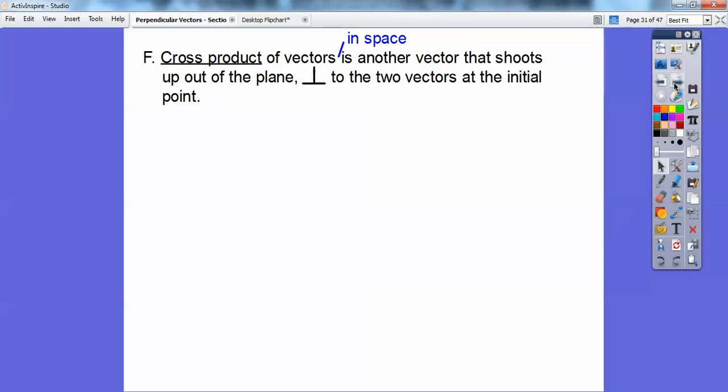All right, so cross products of vectors in space. Sorry, I forgot that. I should have inserted that before my lesson was done. Anyway, so right here should be a little caret up.